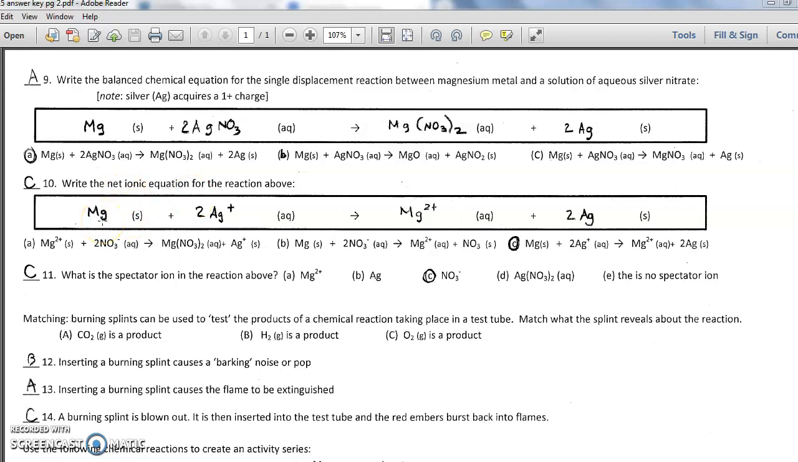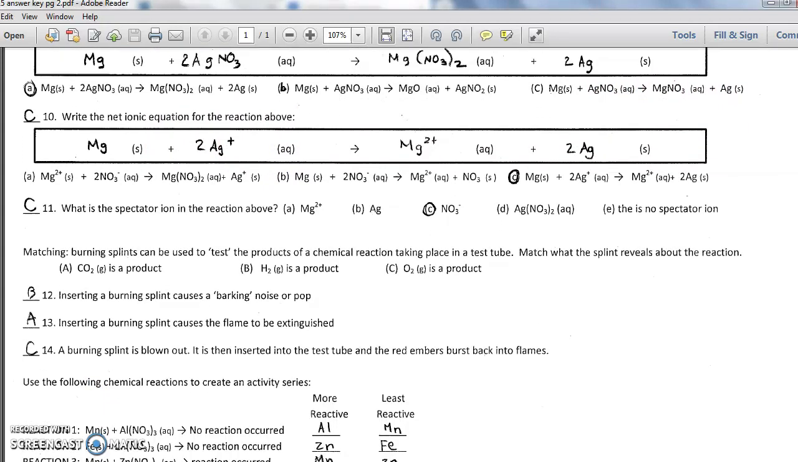Magnesium started off neutral. It forced the silvers to take its electrons, so it ended up 2+ right here, floating around in the solution. The silver started off as 1+. They each took 1 electron from the magnesium, with each of them becoming neutral. That's our net ionic equation. Again, the spectator ions, the nitrates, did nothing. Spectators' charges did not change.